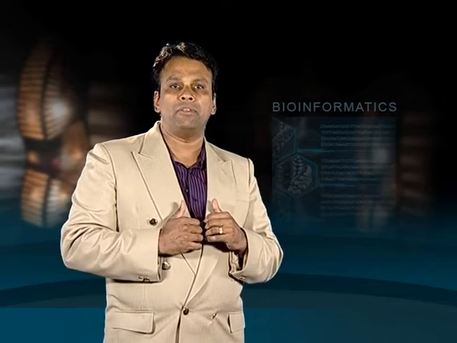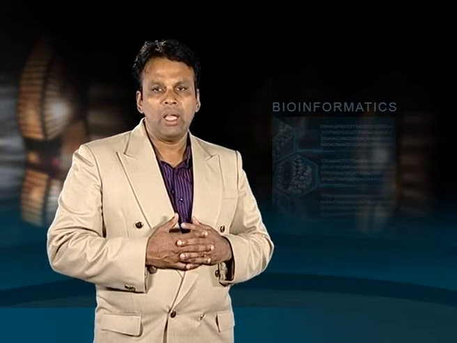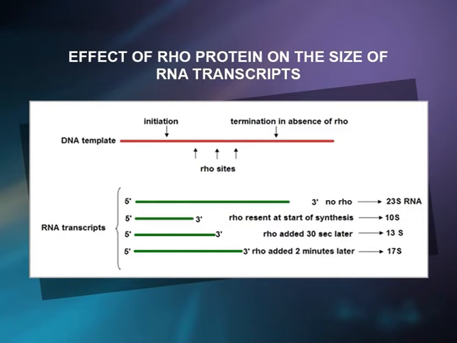Additional information about the action of Rho protein was obtained by adding this termination factor to an incubation mixture at various times after the initiation of RNA synthesis. RNAs with sedimentation coefficients of 10S, 13S and 17S were obtained when Rho was added at initiation, a few seconds after initiation and 2 minutes after initiation respectively. If no Rho was added, transcription yields a 23S RNA product. It is evident that the template contains at least 3 termination sites that respond to Rho, yielding 10S, 13S and 17S, and 1 termination site that does not respond to Rho, yielding 23S RNA.